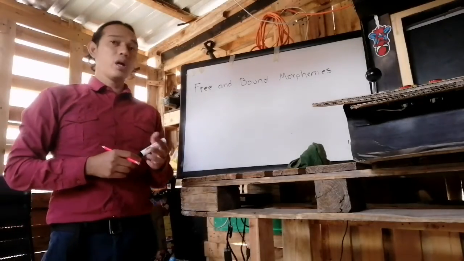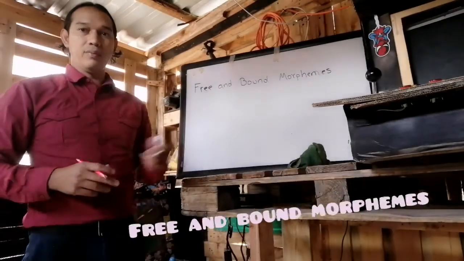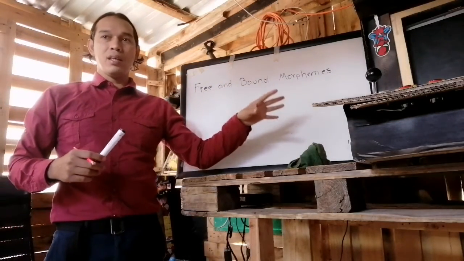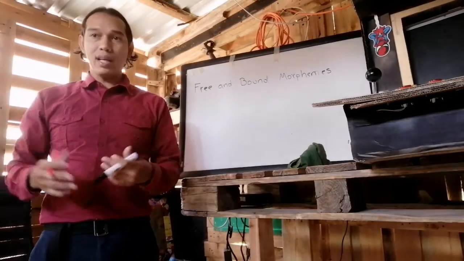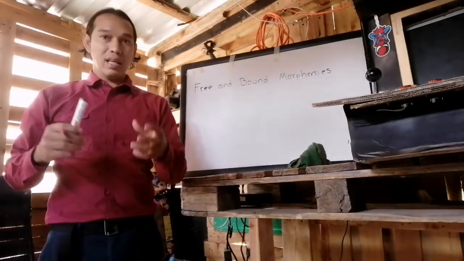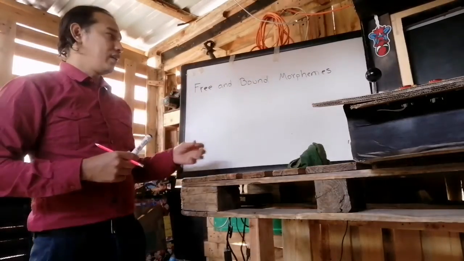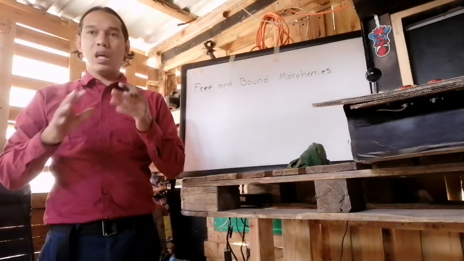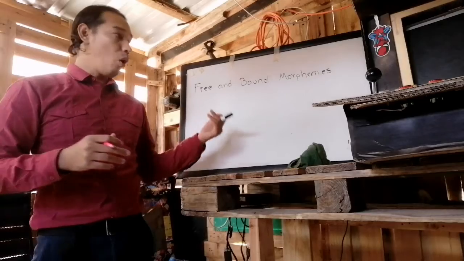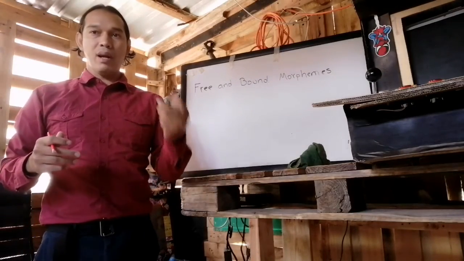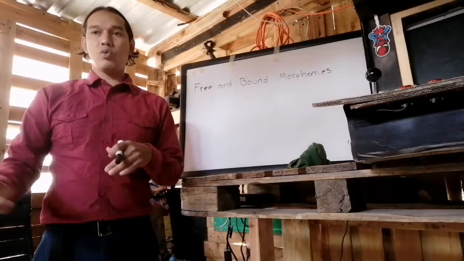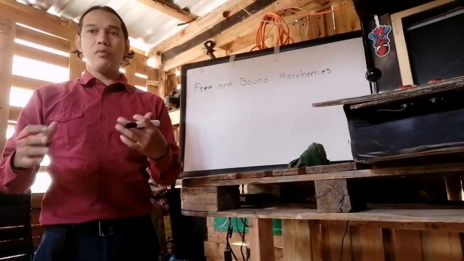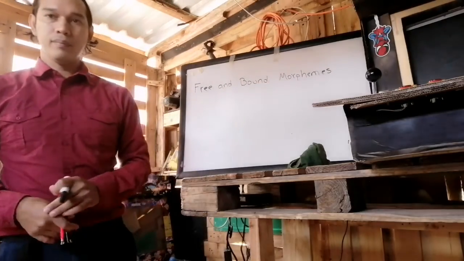In this chapter, we are going to learn about two morphemes. We have free and bound morphemes. A free morpheme is a morpheme or word element that can stand alone as a word, and a bound morpheme is a word element that cannot stand alone as a word, including both suffixes and prefixes. A free morpheme, by contrast, can stand alone as a word and cannot be broken down further into other word elements.